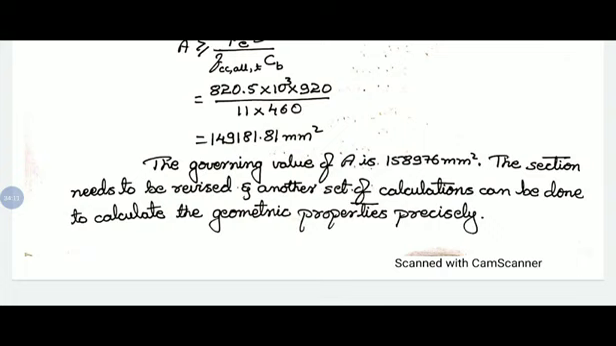So this is one example with respect to design of type 1 members. With this, the third module, that is the flexural design of PSC members, is completed. So from the next class we will start with the fourth module, that is shear strength of PSC members. Thank you.